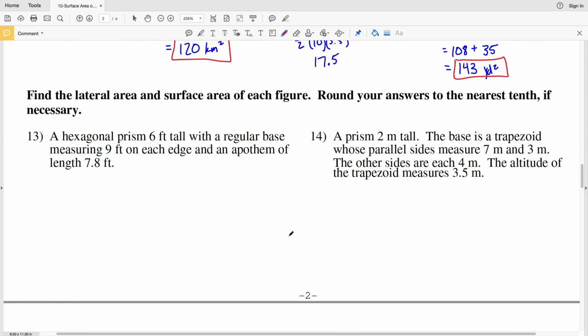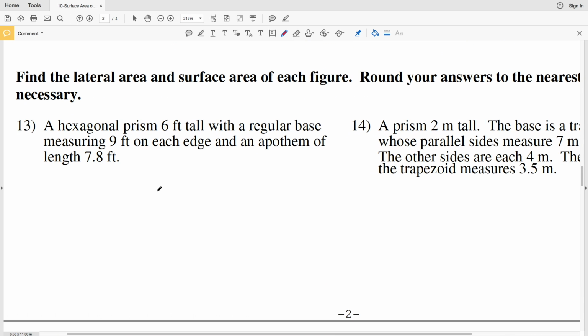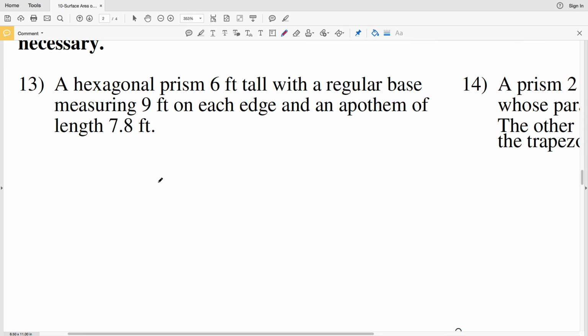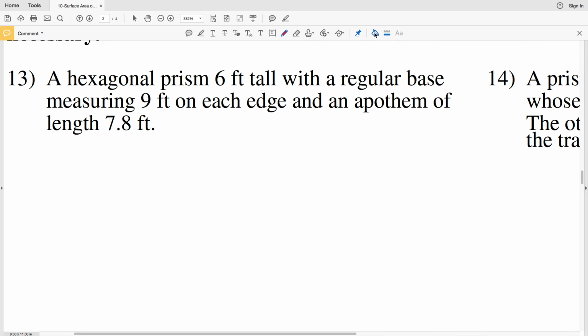In number 13 and 14, we're going to find the lateral area and the surface area of each of the figures. However, now we're going to be rounding to the nearest tenth as opposed to the nearest thousandth. And as opposed to giving us a diagram, they're just writing out the lengths in words. So we have a hexagonal prism, which means that the number of sides n for a base is 6.